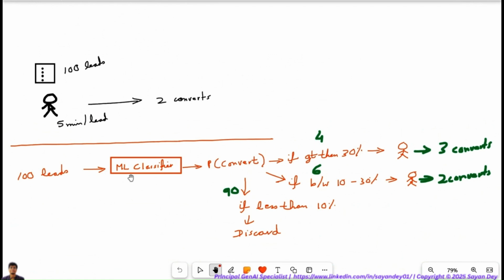Now we have the same 100 leads, but this time the agent will not directly pick up the phone and call the customers. They will not directly call up the leads. It will first pass through a machine learning classifier. The classification model will assign a probability of whether the customer will convert or not. So it is like a predict proba. So instead of directly calling up the leads, you will pass them through a classification model, and using that, we will find out the probability of conversion.